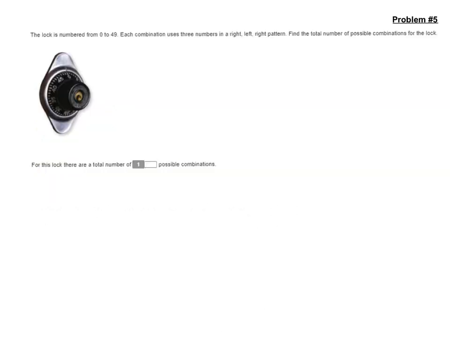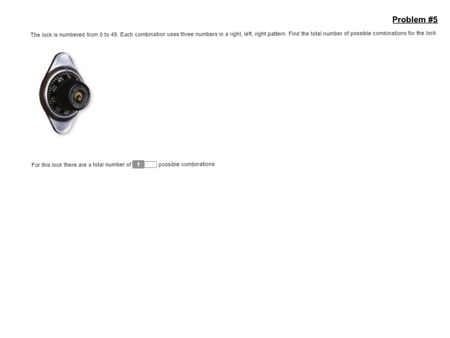All right, problem number 5. This one a lot of you had difficulty with. It's one of my favorite types of problems, and that's how many combinations could a combination lock possibly have? This lock, and this is just like the ones on your lockers, is numbered from 0 to 49. And then it says each combination uses 3 numbers in a right, left, right pattern, just like you use at school. So find the total number of possible combinations for the lock.